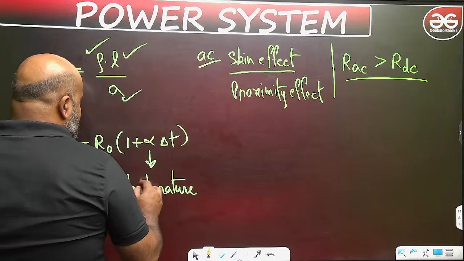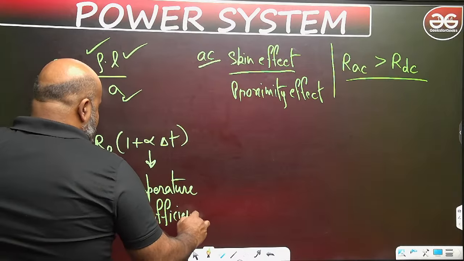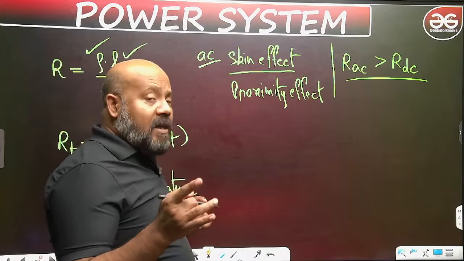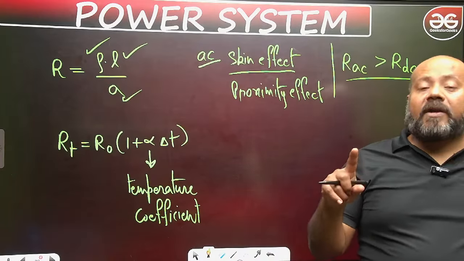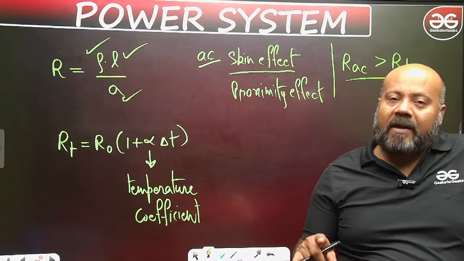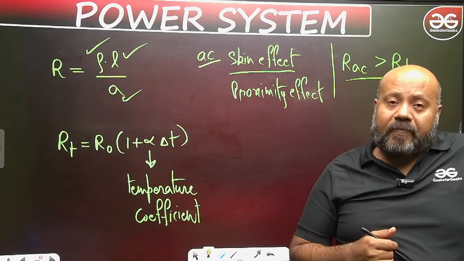Yes or no? Alpha is the temperature coefficient. So, if there are changes in the temperature, or if there is a possibility of skin effect and proximity effect, then there will be some minor variations in the resistance.